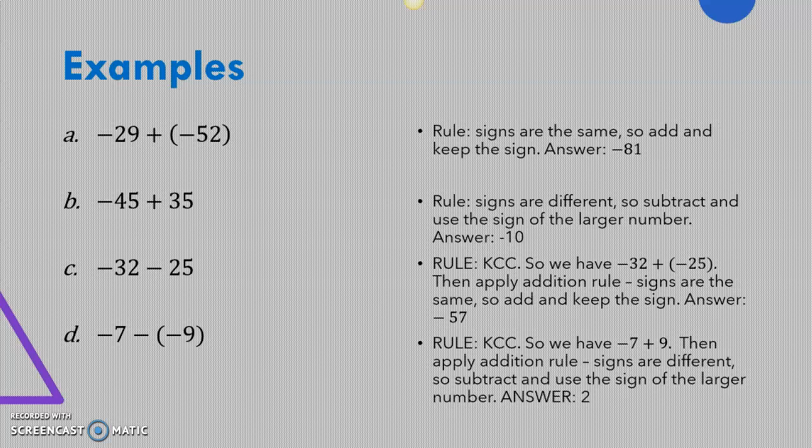For our last example, we have negative 7 minus negative 9. We use the subtraction rule: keep the first number, change subtraction to addition, change the last number to its opposite, which would be positive 9. Then we apply the addition rule. The signs are different, so we subtract and use the sign of the larger number, ending up with the answer of positive 2.